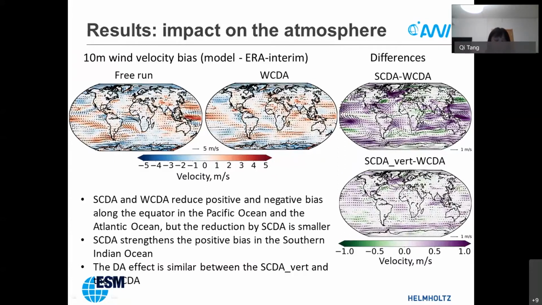Similar to the 2-meter temperature, the difference between the strongly coupled data assimilation with vertical localization and the weakly coupled data assimilation is minor.